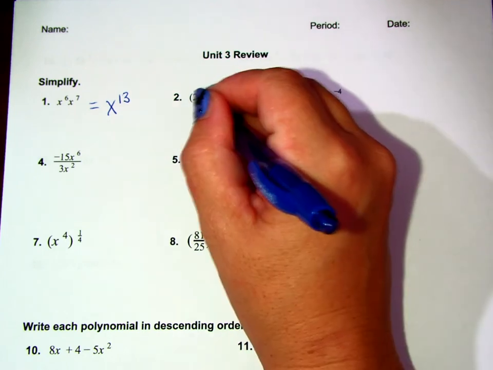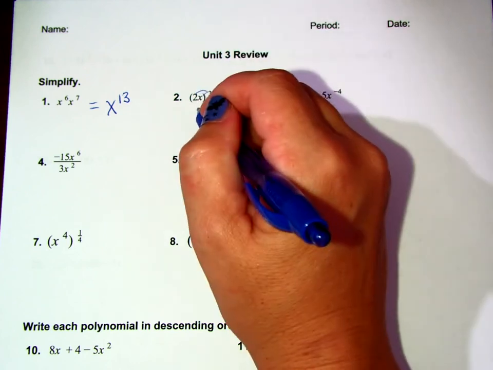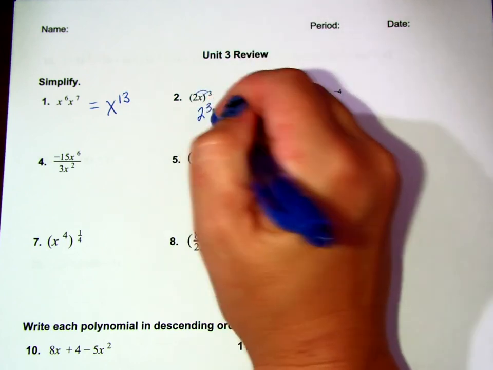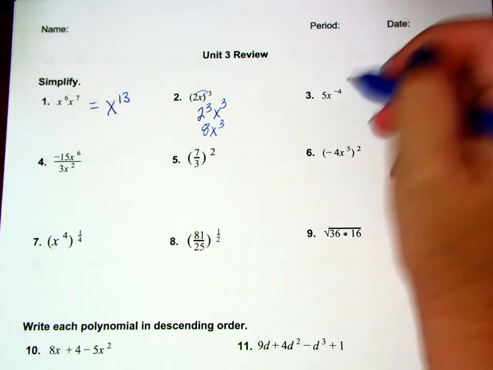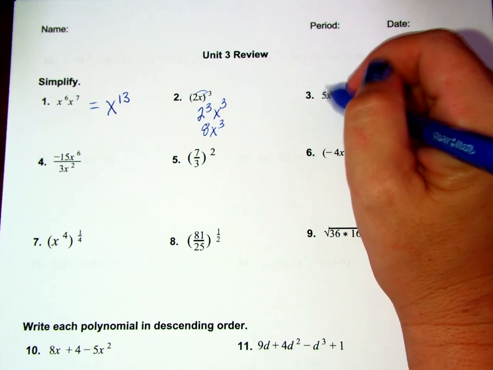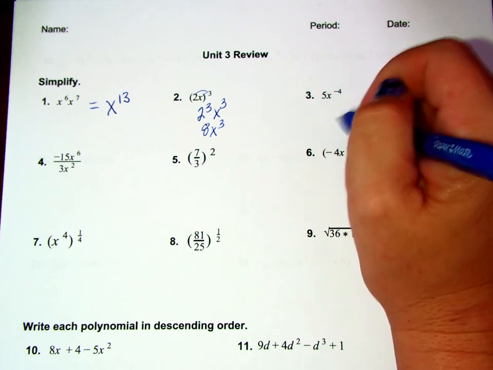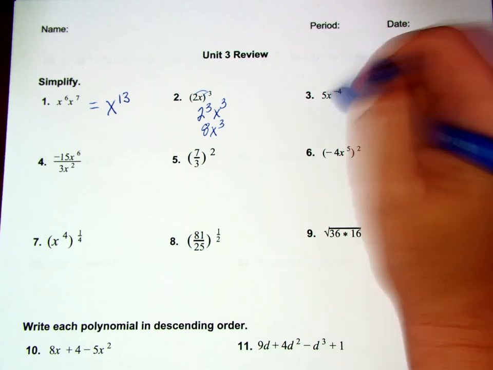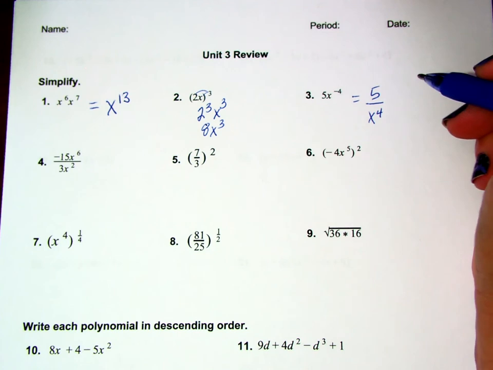Now why is it the multiply rule? There's technically little invisible ones there, where it's 3 times 1 for the exponent. So it becomes 2 to the third, x to the third, which is really 8x to the third. And then on this one, look at everything in parts individually. Notice the x has a negative exponent, so it's going to go down, but the 5 does not. So the 5 stays on top, and the x to the fourth goes down.